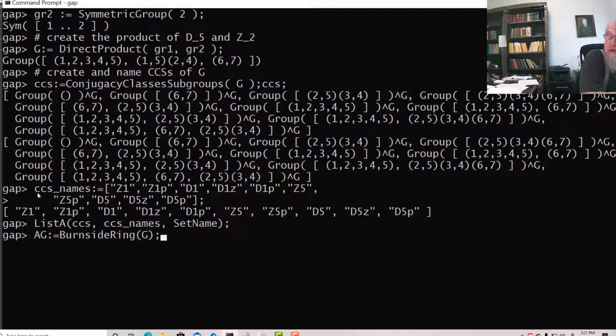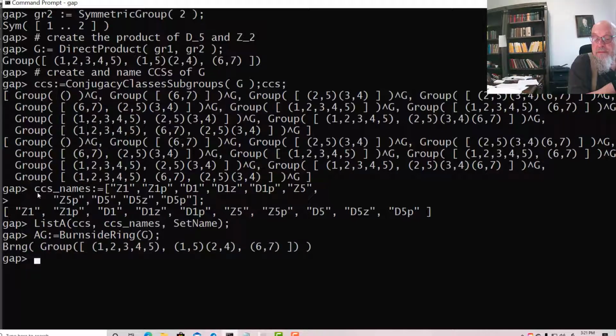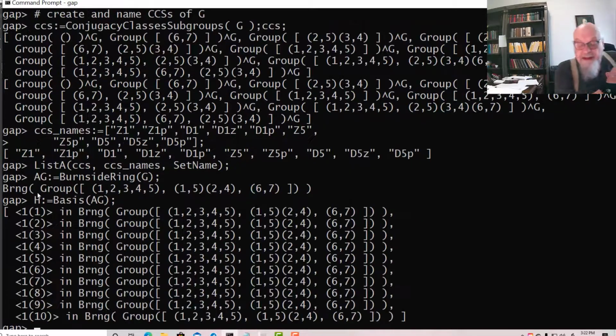Good. And then I choose the H, those are the free generators, so this will be basis AG. And now we can play. So those are exactly corresponding. There are 10 conjugacy classes here. They all correspond, as you said, to the notation that we have.